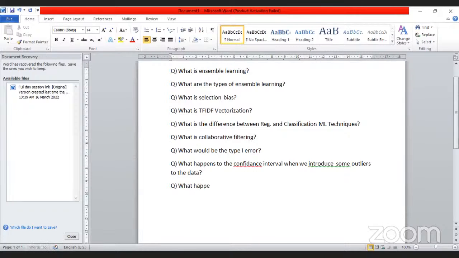What happens when we introduce more variables to a linear regression model?